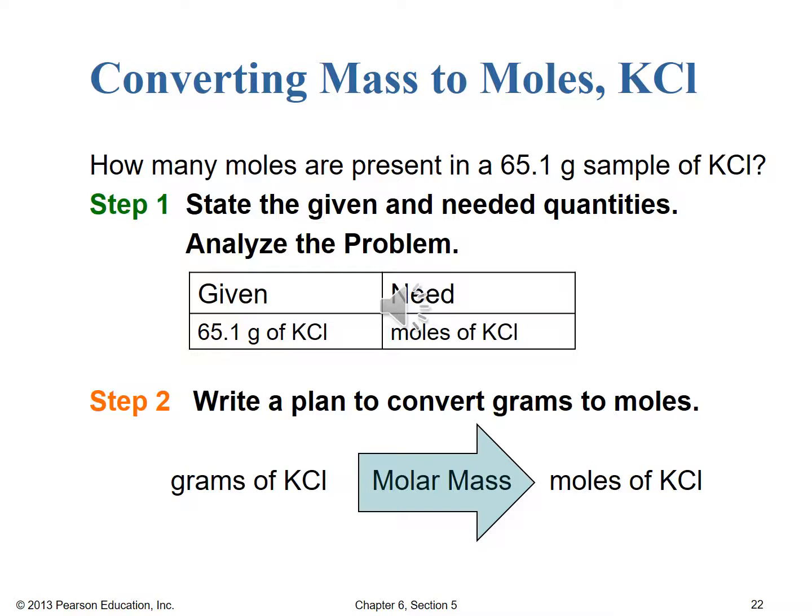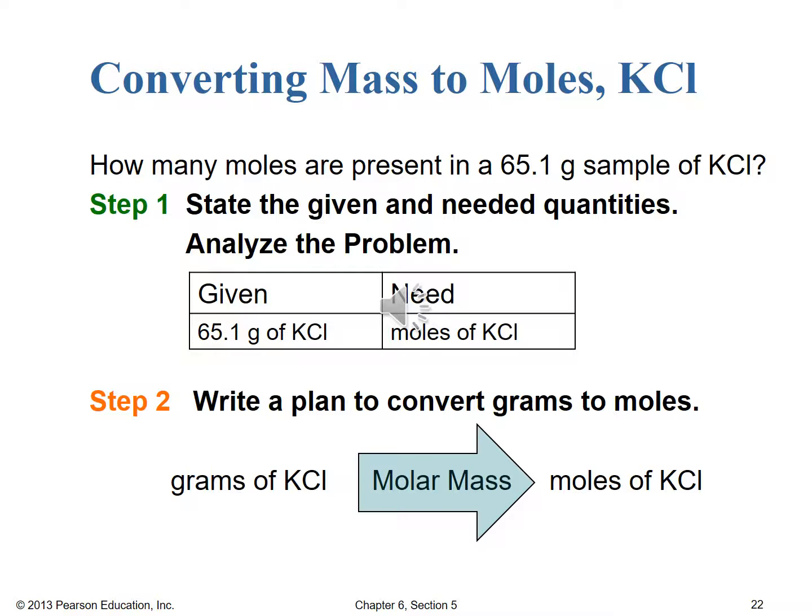Our question is, how many moles are present in a 65.1 gram sample of potassium chloride? So step 1, state the given and needed quantities. To analyze that problem, we find that we're given 65.1 grams of KCl. What we're really looking for is the moles of KCl that represents.